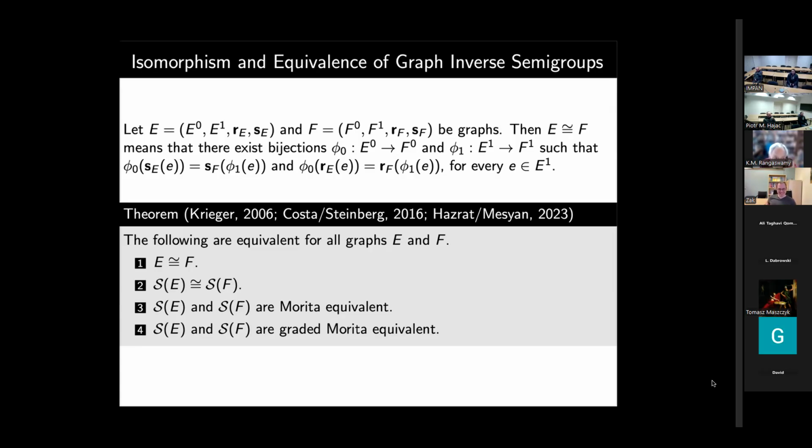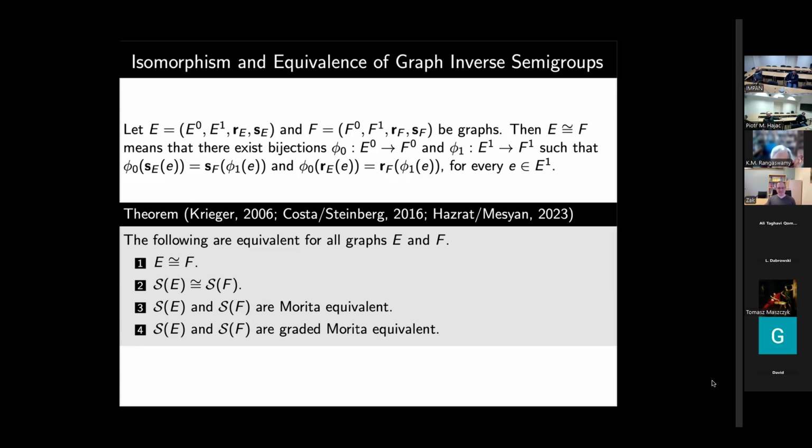But wait, what is the grading for semigroups? By the length of a path or the word in your semigroup? So in general, grading on the semigroup means it's a certain function to a group, just like in the case of rings. In the case of graph inverse semigroups, the grading is exactly the same. You send each path to its length and a ghost path to the negative length. Okay, that's what I thought. Yeah. And that grading induces the grading on the Leavitt path algebra. Okay. Cool.